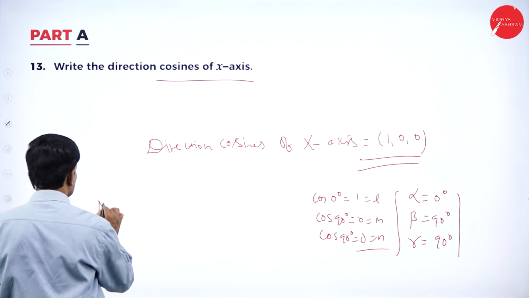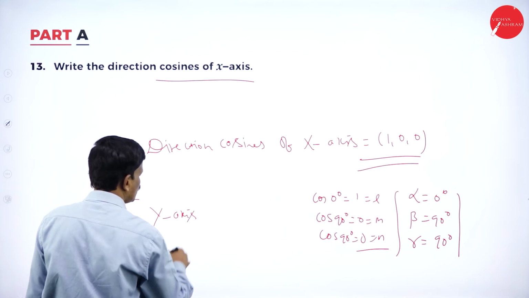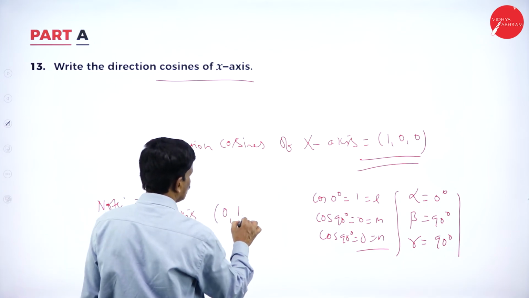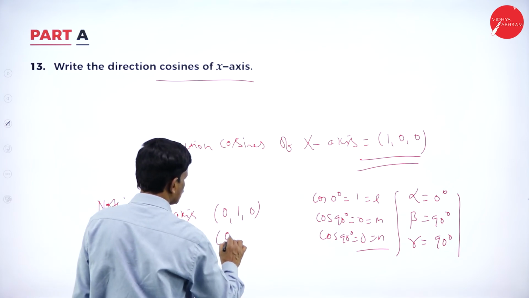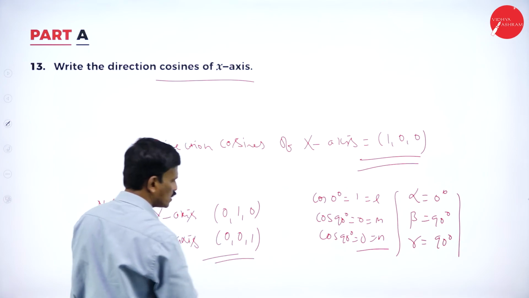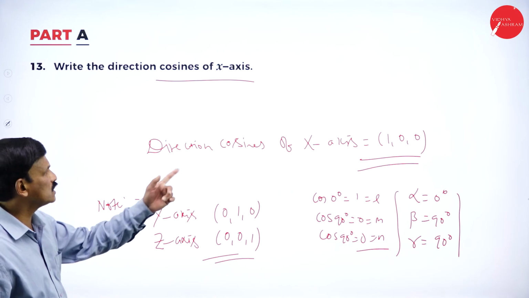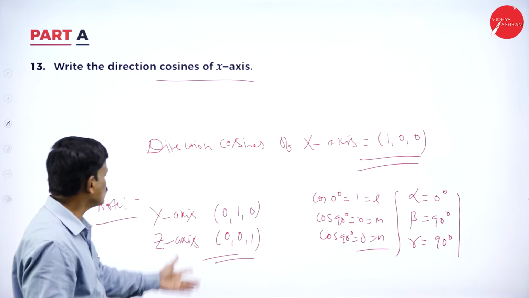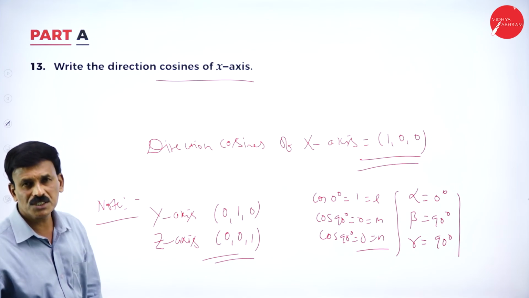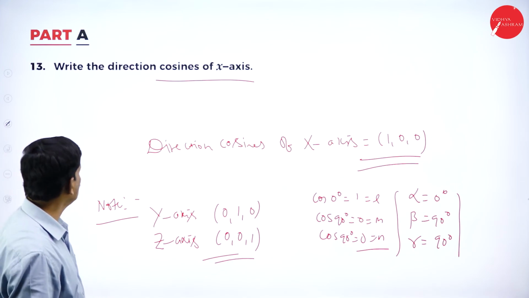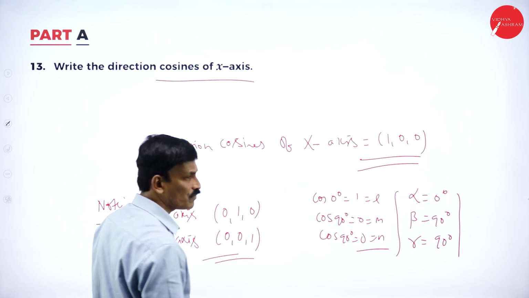Similarly, if they ask the direction cosines of y-axis, it is 0, 1, 0. For z-axis, the direction cosines are 0, 0, 1. That's it. So definitely you will get one question from this. The direction cosines of x-axis are 1, 0, 0, of y-axis are 0, 1, 0, and for z-axis they are 0, 0, 1. Hope you followed.